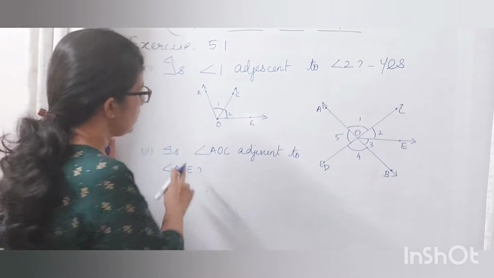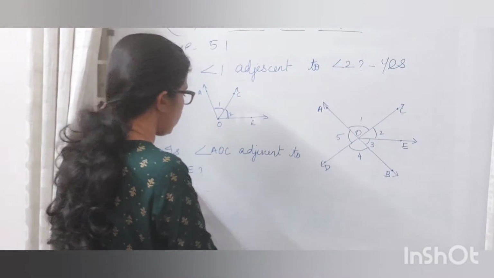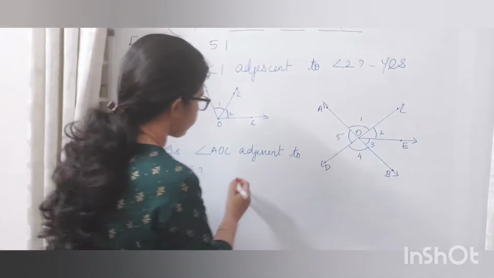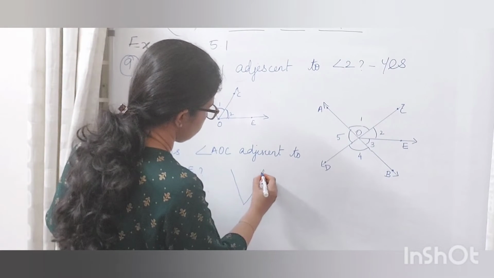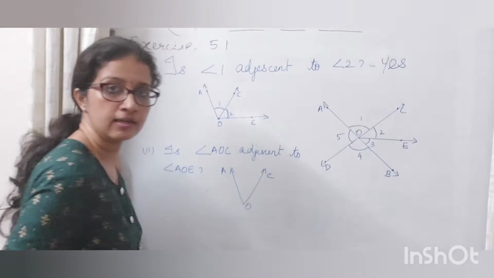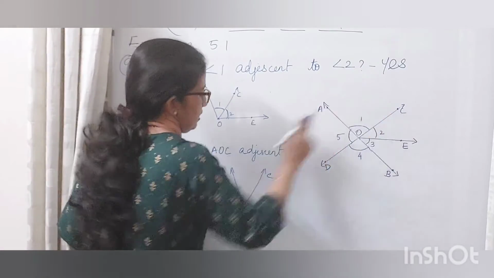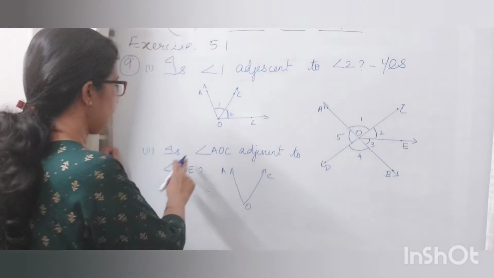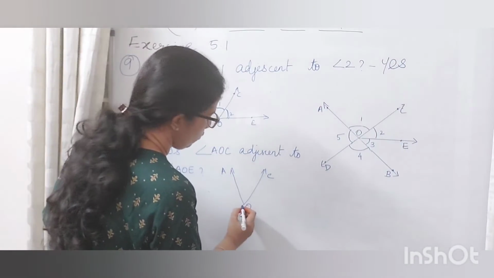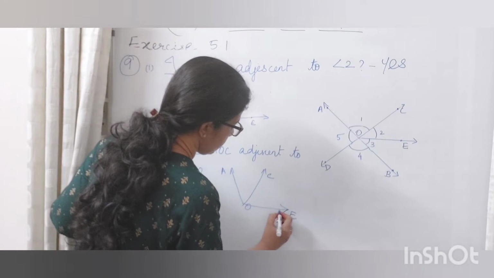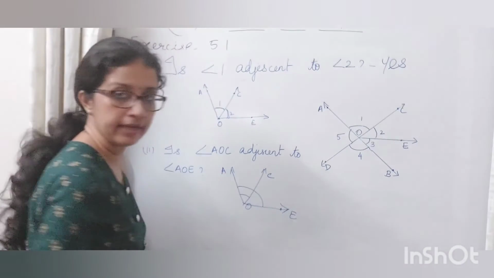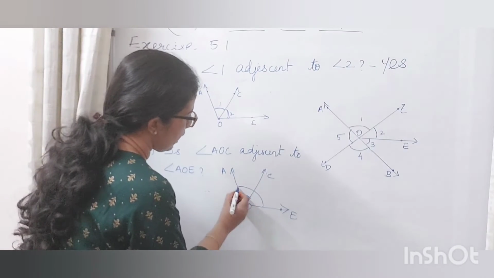Now, what is the second question? Is angle AOC adjacent to angle AOE? So, which is angle AOC here? AOC, that is this one. This is our AOC. And angle AOE, which is our angle AOE? That is A, O and E. So, this is our first angle AOC and this is our second angle AOE. Are these two angles adjacent?